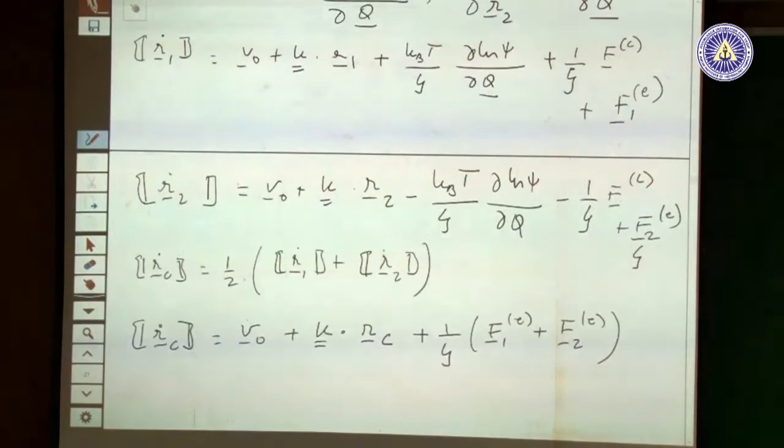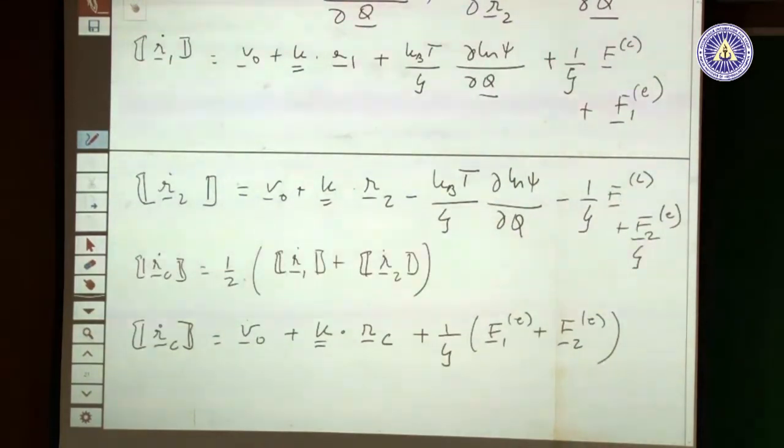So, what is interesting here is if you imagine there are no external forces acting on your beads, what is it telling you? R dot C is just V dot plus kappa dot RC. That means the whole dumbbell is just translating with the solvent velocity at the location of the center of mass. If there is no external forces on it, it is just undergoing affine motion. That is what we have just seen.